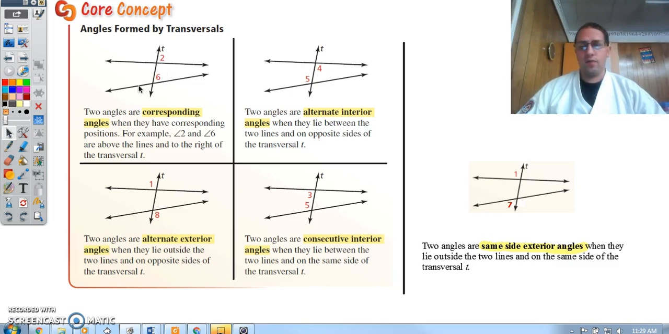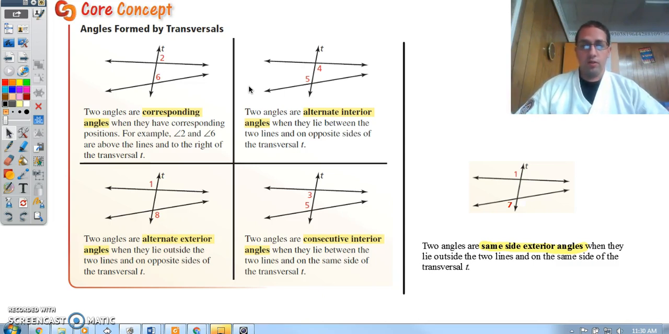makes 8 different angles. And those 8 different angles have 5 different relationships that we can talk about. Corresponding angles are in the same place on the separate intersections. That's very, very important. For all 5 of these relationships, you have to have one angle on each of the intersections. If both angles are on one intersection, they're not these. You have to have one angle on one intersection and one angle on the other intersection.